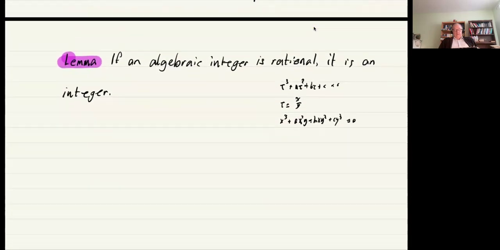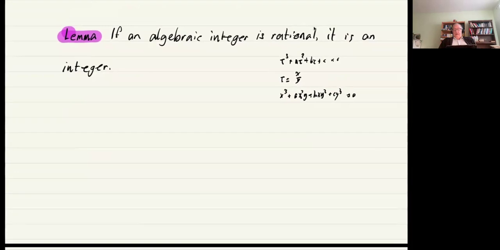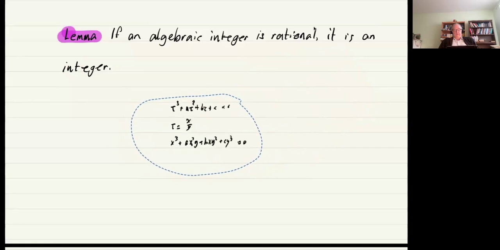Now the other comment, which is fairly important for us, and not just for us but in other contexts too, is that if an algebraic integer is rational, then it's actually an integer.